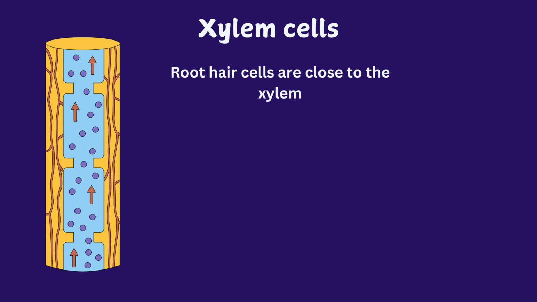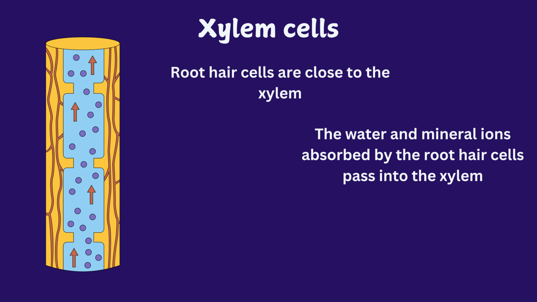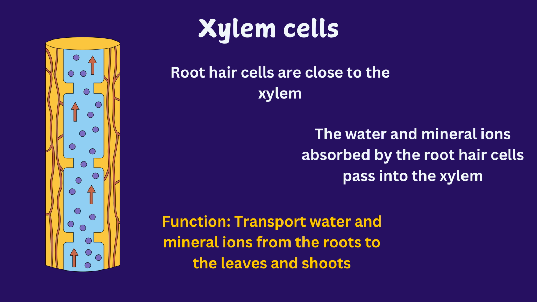Specialized cell number 2 are the xylem cells. Root hair cells are close to the xylem. The water and mineral ions absorbed by the root hair cells pass into the xylem. The function of the xylem is to transport water and mineral ions from the roots to the leaves and shoot.